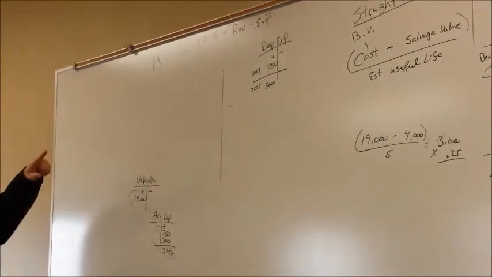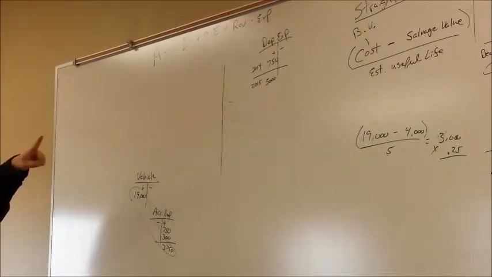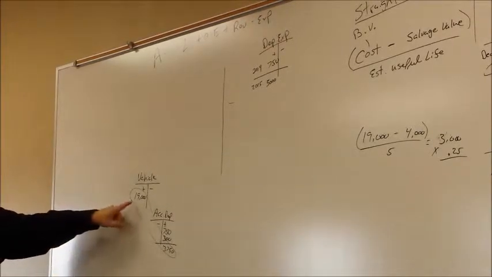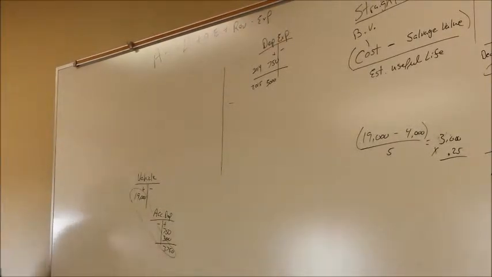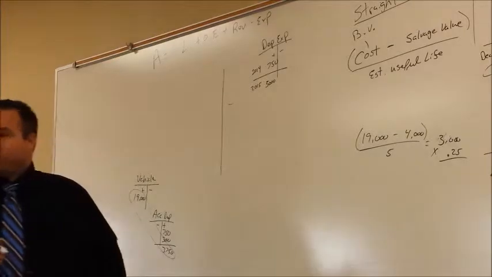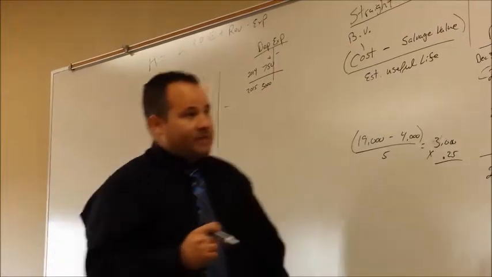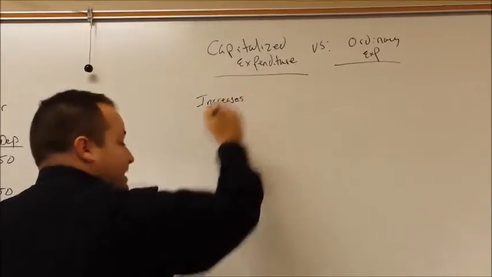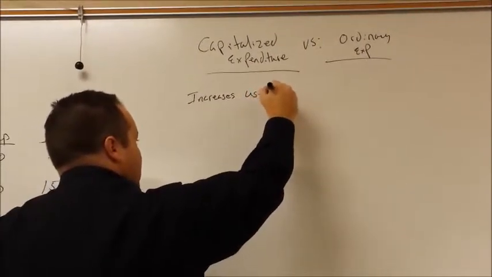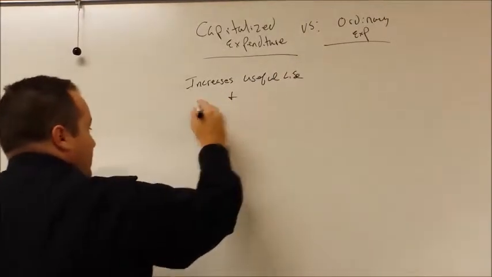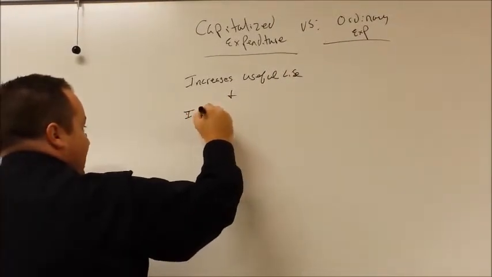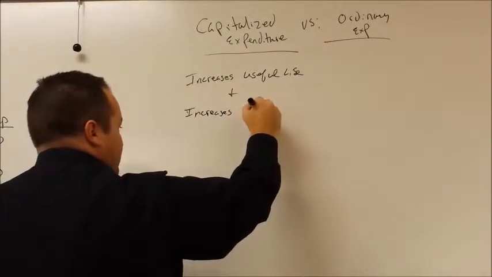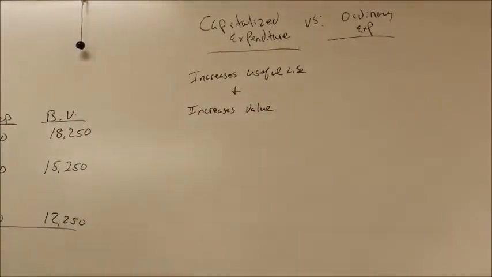For the example that I was using, the engine, and I'll go through the qualifications in just a second, the engine would qualify as being a capitalized expenditure. One of the big reasons is it's a major overhaul. For something to be a capitalized expenditure, typically it does the following. It increases the useful life, makes it last longer. And it increases the value of your asset. Makes the value of it go up.